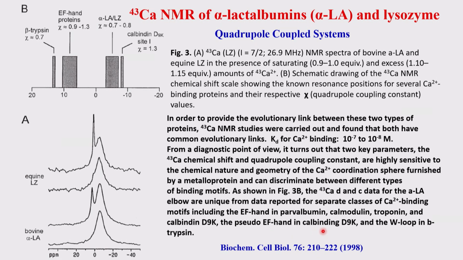The pseudo EF-hand calcium binding comes somewhere here. So all of these, and the W loop in the beta trypsin here, they have different vicinities, different geometries, different numbers of coordinations. So that is why they are coming differently. As a result of that, NMR can be used to quantify these regions in this protein.